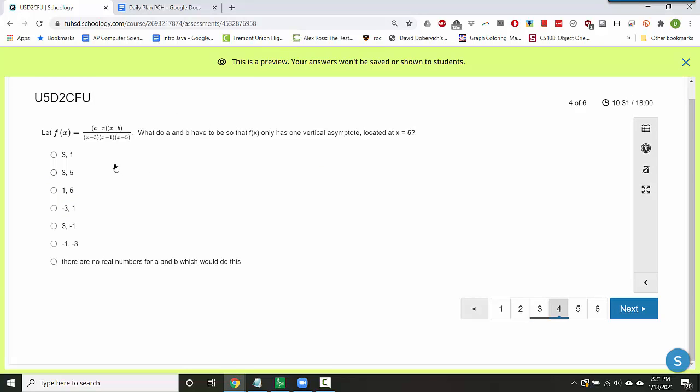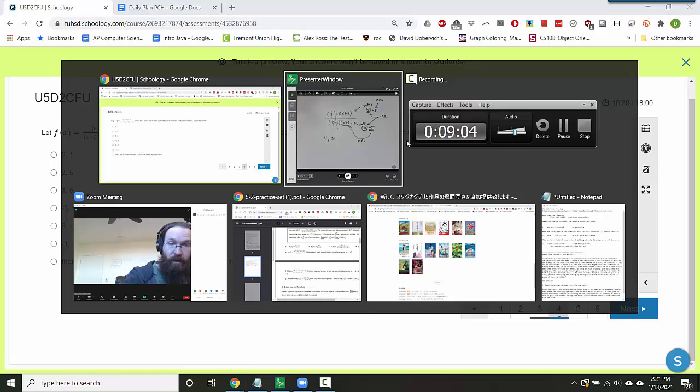Okay, cool. So what do A and B have to be so that it's got one vertical asymptote located at x equals 5? Let's solve that one.